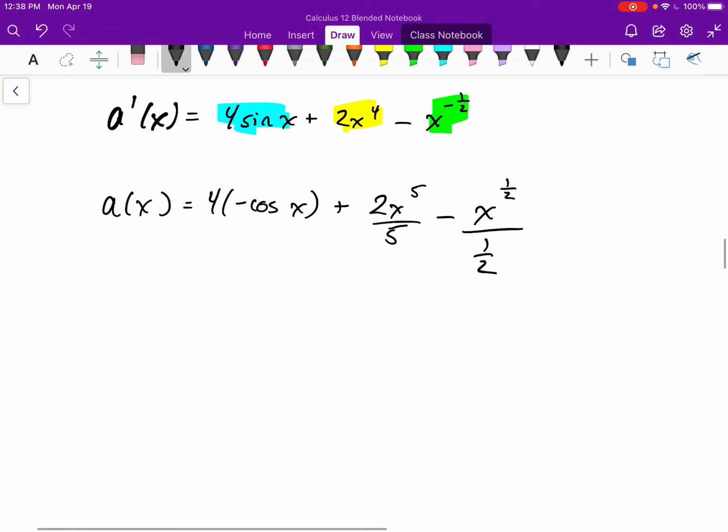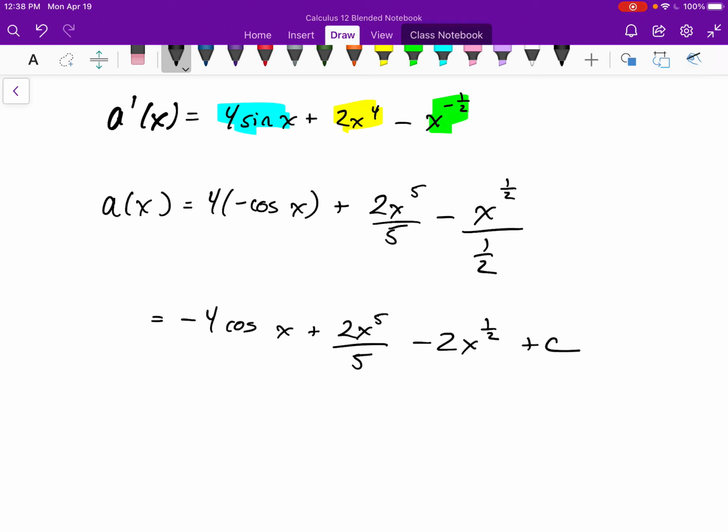And so all I want to do is clean this up now. This is needlessly messy. So I have minus 4 times the cosine of x plus 2x to the power 5 over 5. And over here, dividing by 1/2, same as multiplying by 2. So minus 2x to the power of 1/2. And then I really should say plus some constant. To be honest, I should have put it back there as well.